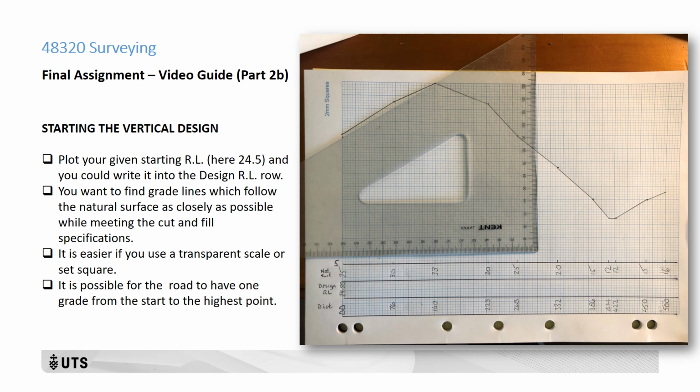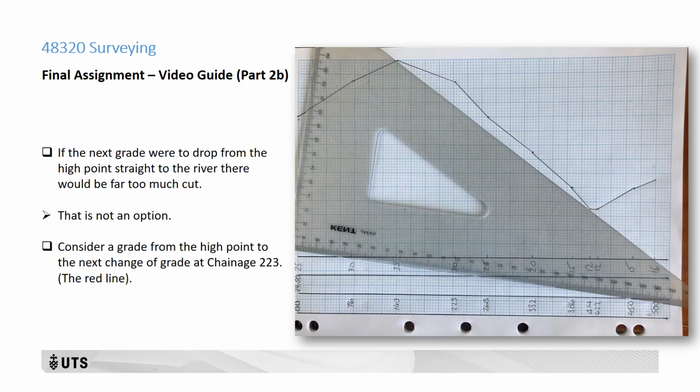And so it's a lot easier if you use a transparent scale or set square. So you can get a feeling as we run the set square from the 24.5 at 0 up through there. Yeah, look, one straight grade. As a trial, we'll go to exactly the highest point, the 33 metres at chainage 140. So let's have a look at where we go after that.